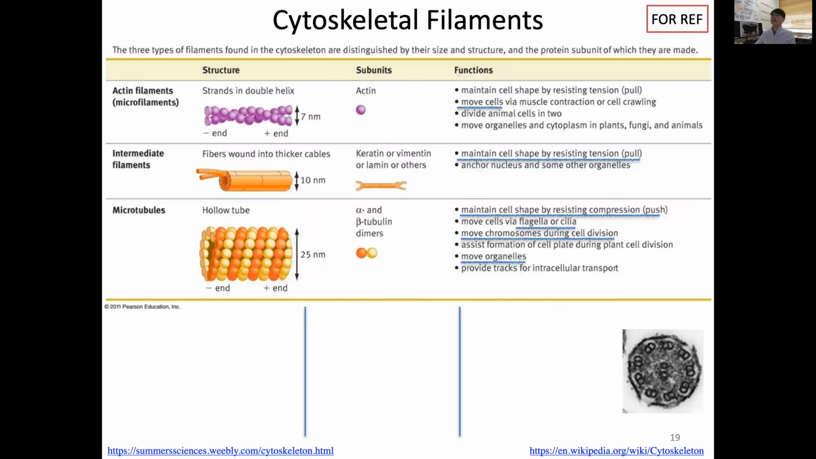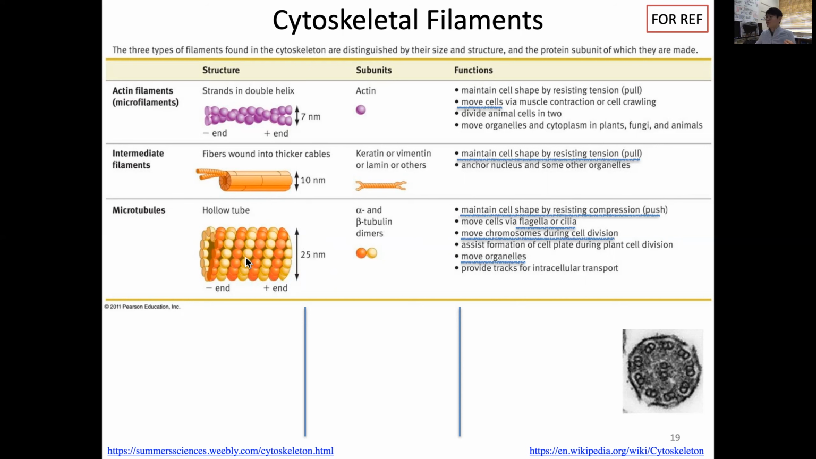So I brought this table which shows these three types of filaments. The actin filament structure is a kind of double helix, with actin monomer subunits. Its role is moving the cells and maintaining cell shape by pulling. While intermediate filament is like fiber cables about 10 nanometers wide, it maintains the cell shape by resisting tension. This is pull. On the other hand, microtubule is a hollow tube, about 25 nanometers, with alpha and beta tubulin dimers. This maintains the cell shape by resisting compression, because this structure is mechanically very stable.